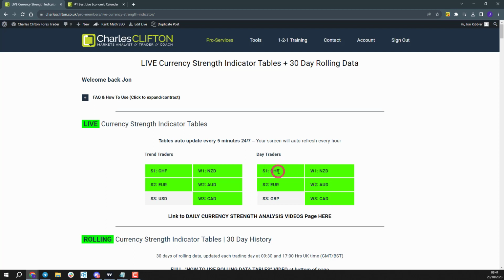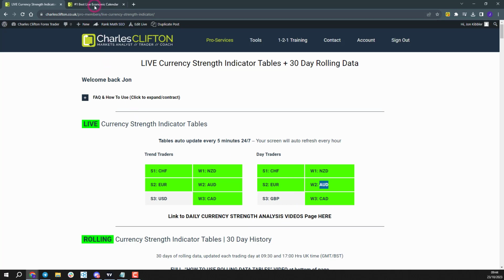This time we can look at potentially Aussie Swiss again, and potentially CAD Swiss, CAD coming on the tables as a weaker currency at W3. Euro coming up as a strong currency as well. Euro Kiwi I quite like, as well as Euro Oz. So we're going to take a look at all of these pairs featured here today.